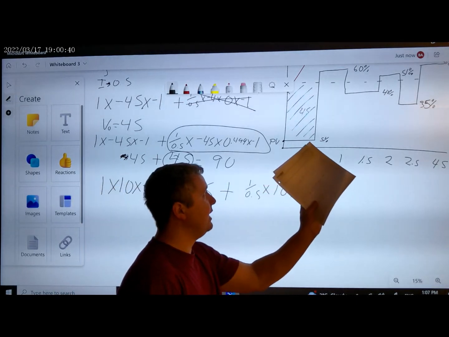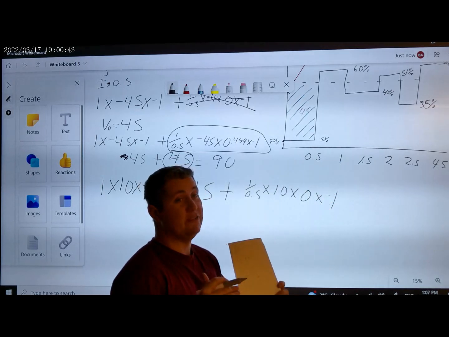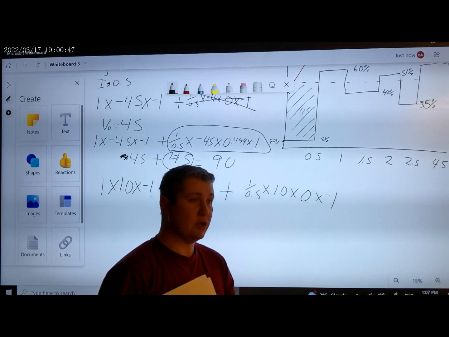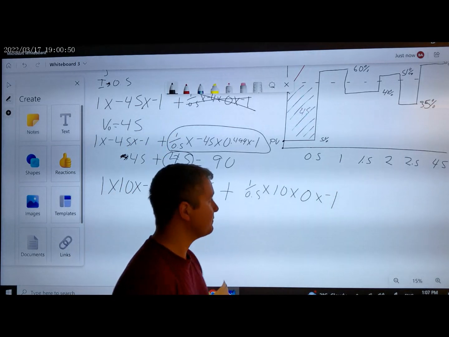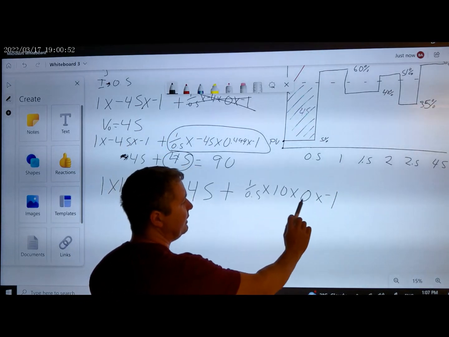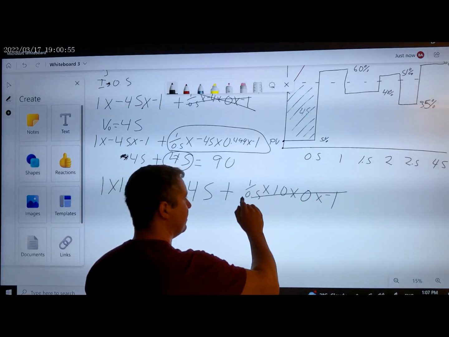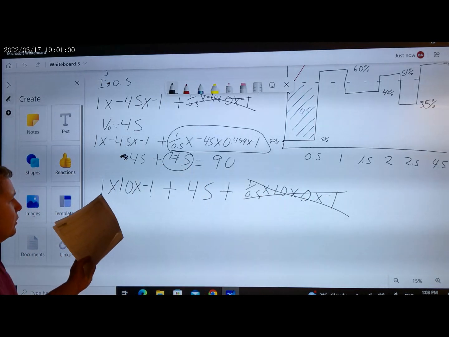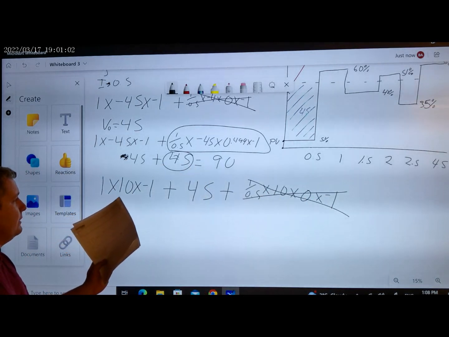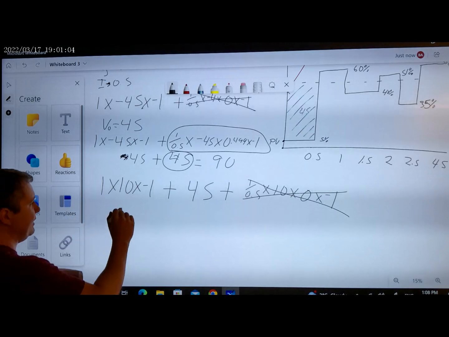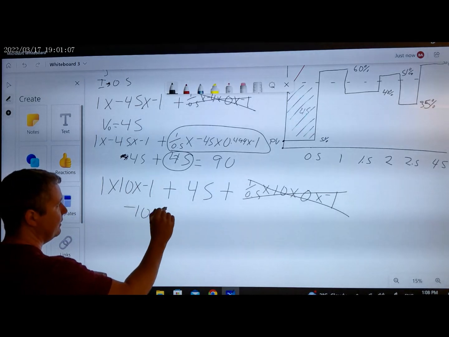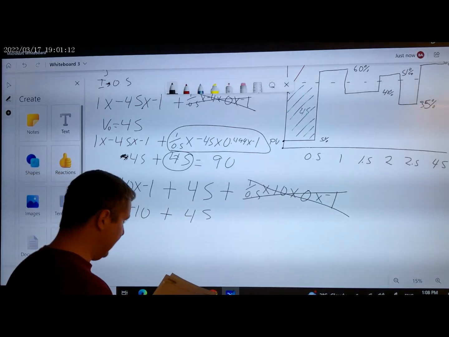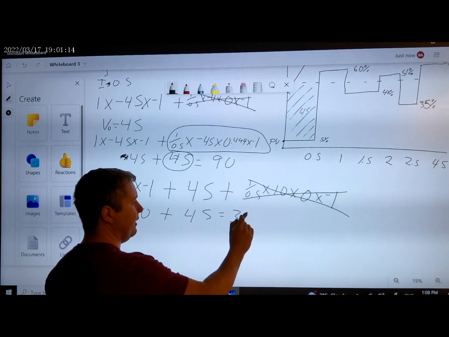Because we've crossed that 0.5 and we've increased, now we have to start that timer over again. And because that timer is 0, that's crossed out again. None of that all equals 0. But now we're going to go 1 times 10 times minus 1, which gives us minus 10 plus 45. And that should equal 35.